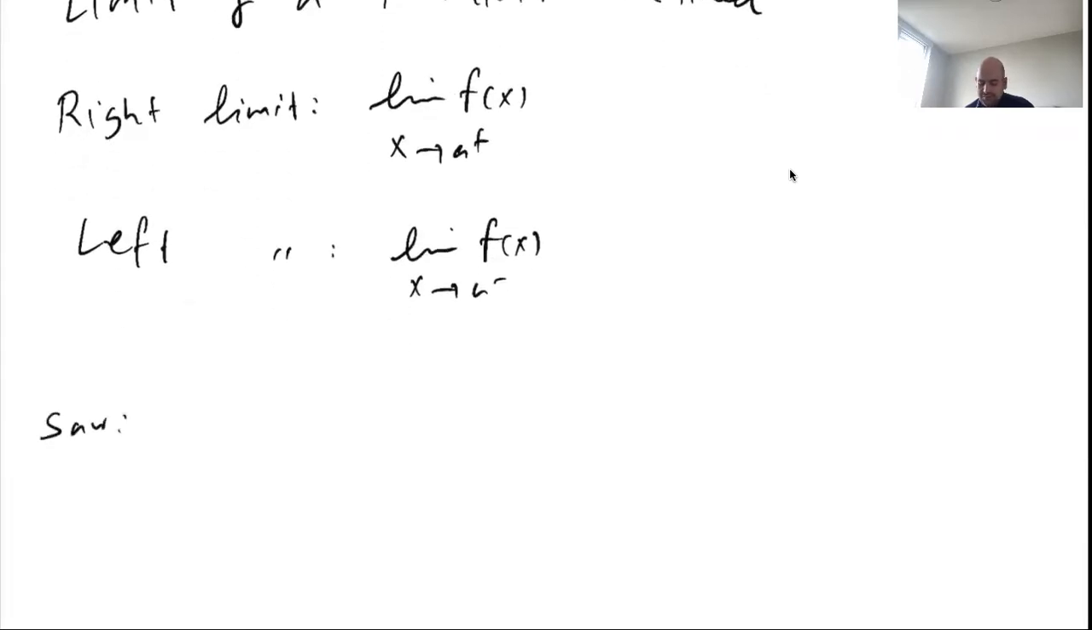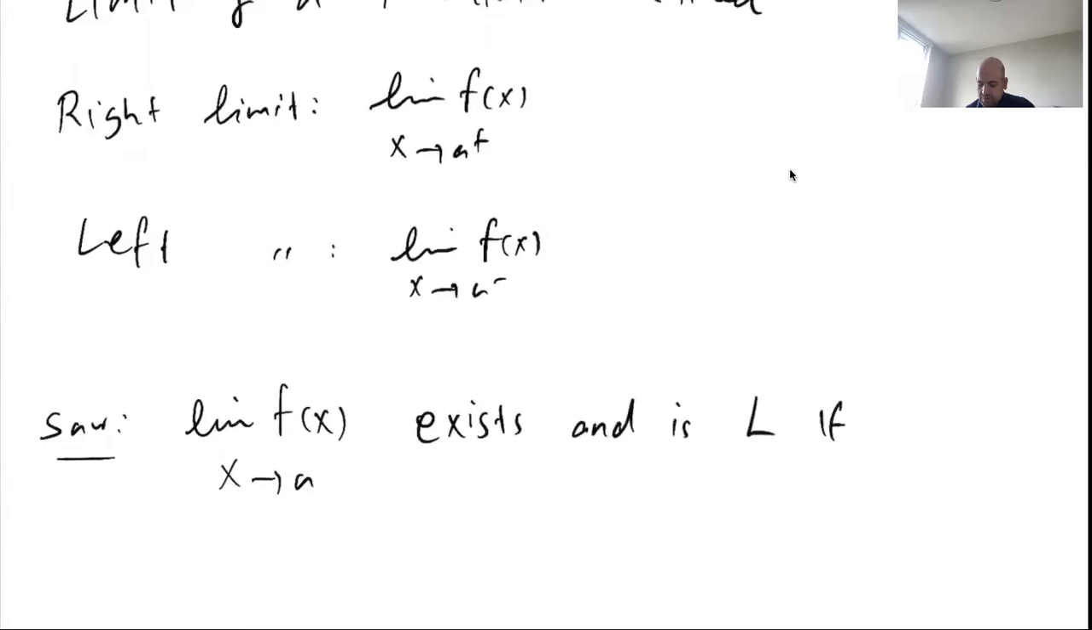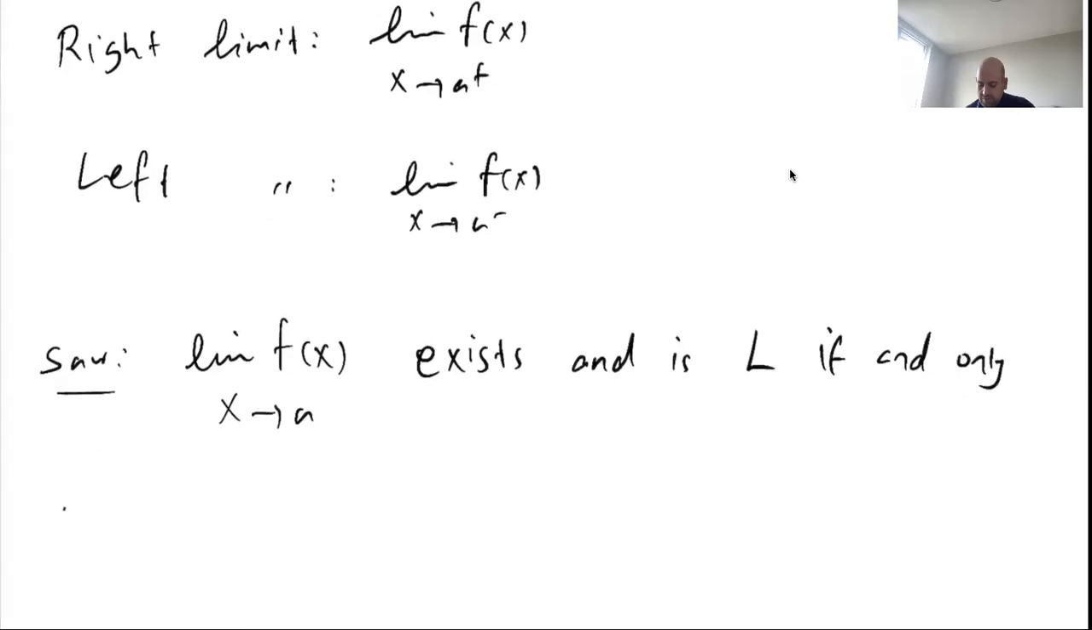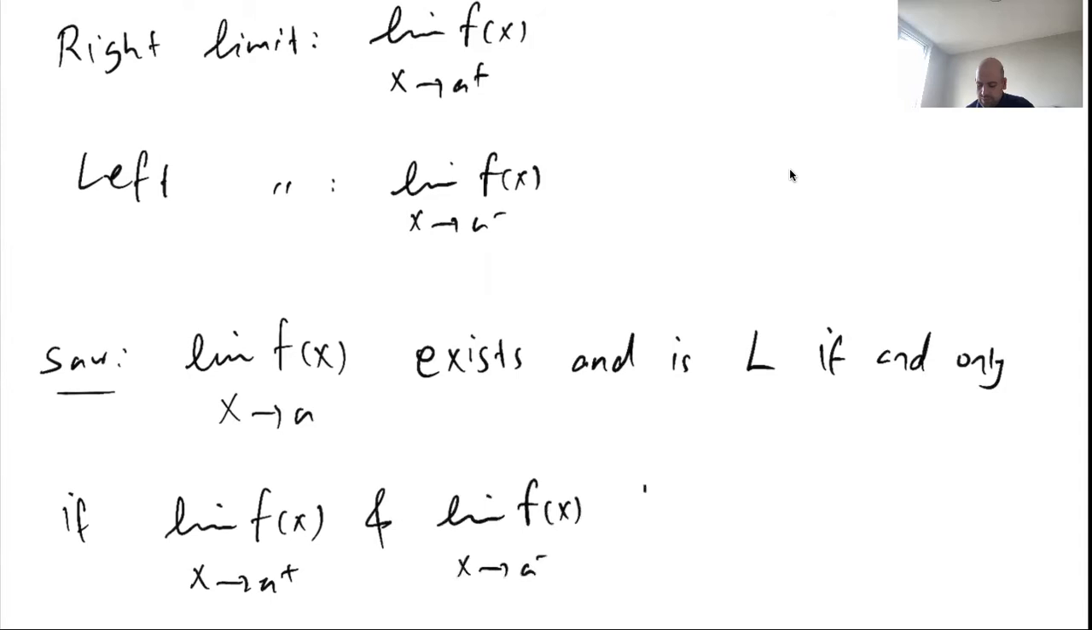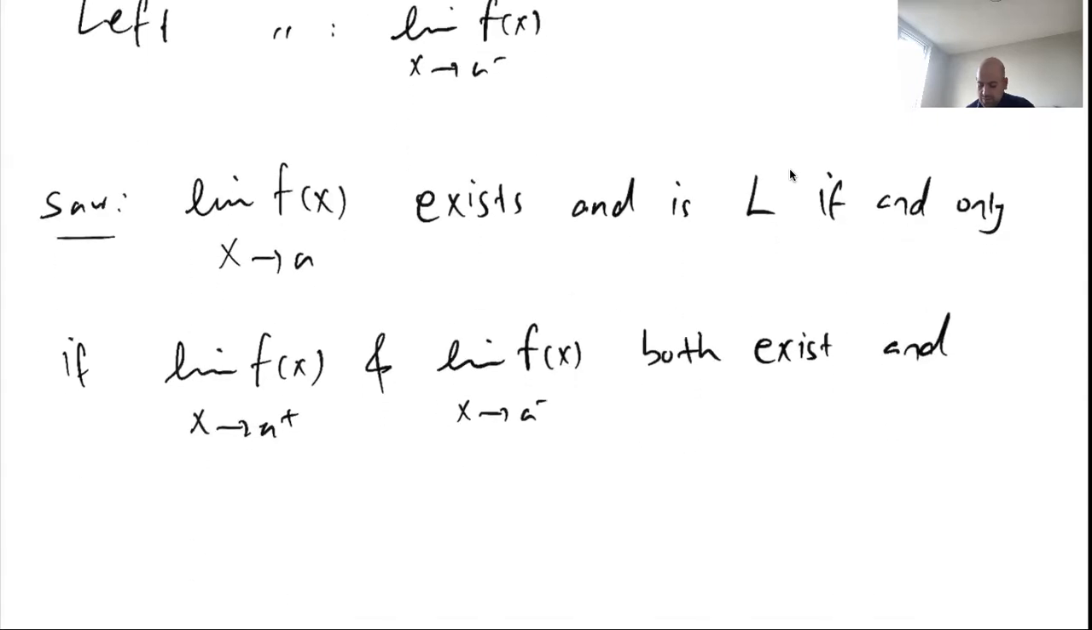And we saw that the limit of f of x as x approaches a exists and is L, let's say, if and only if the right limit and left limit both exist and are equal to L. If both right and left limit exist and are equal to the same number, then the whole limit exists and is equal to the same number L.